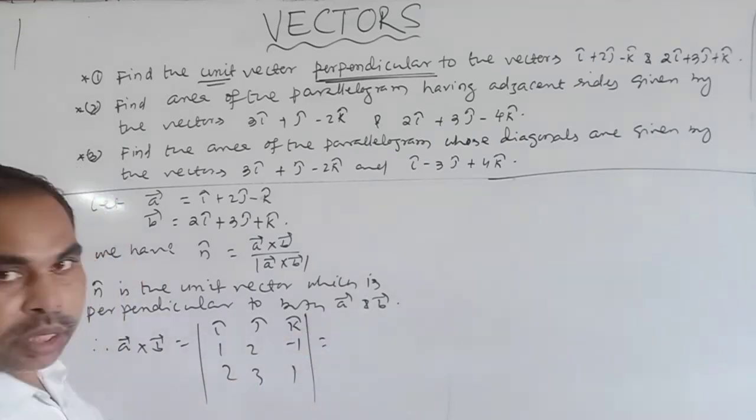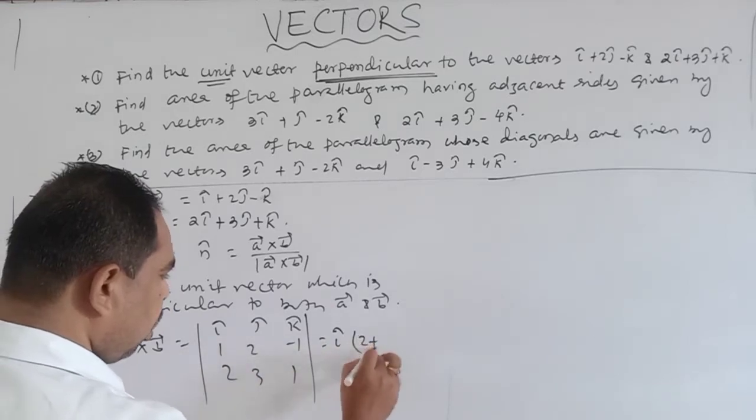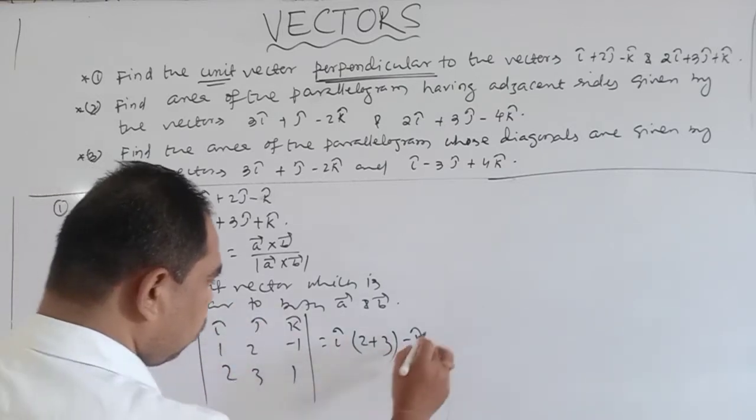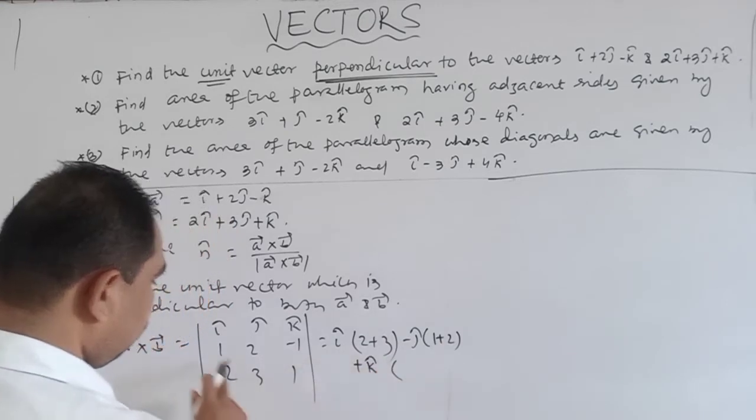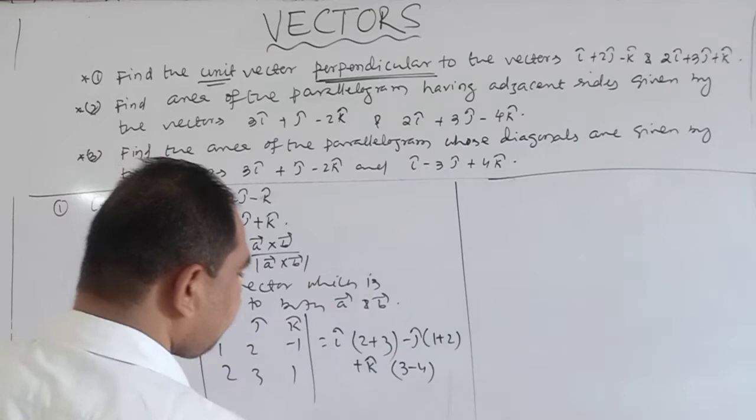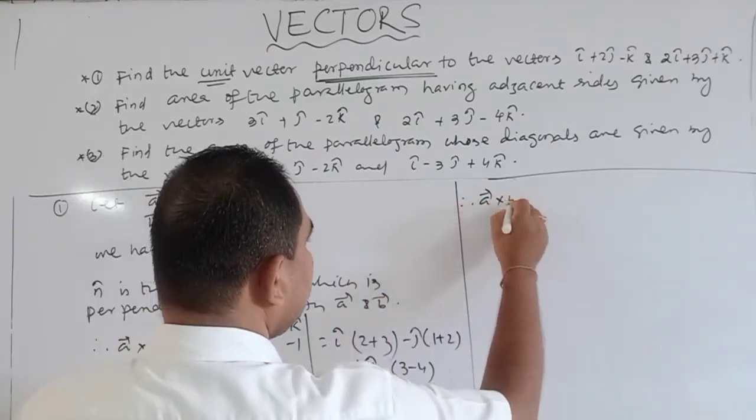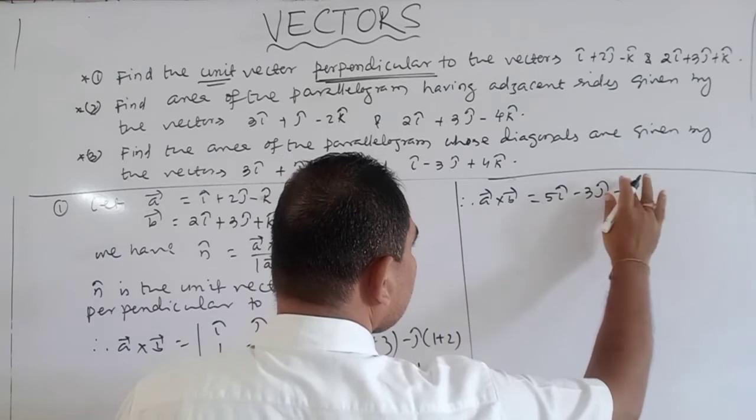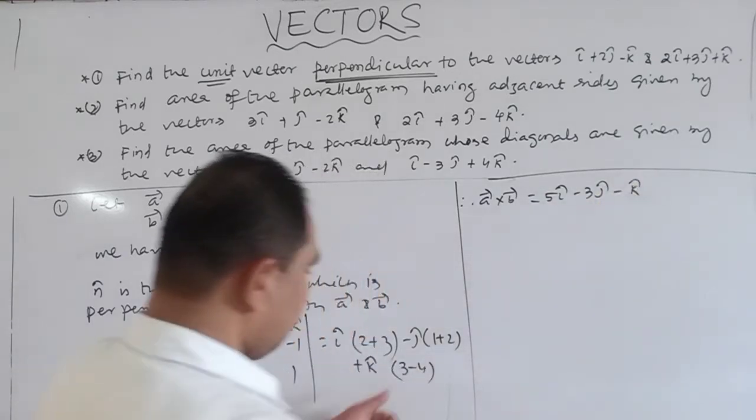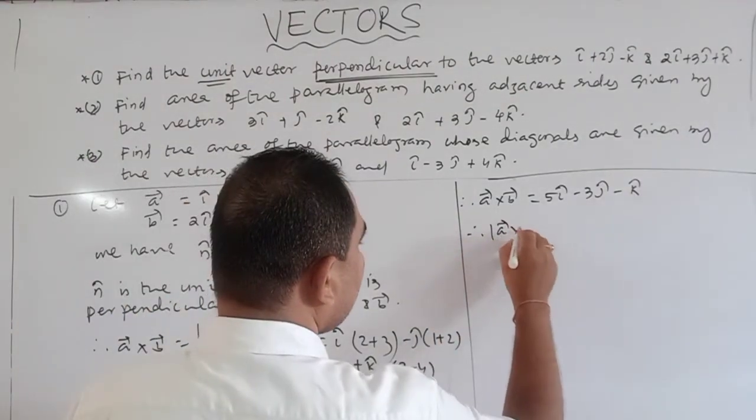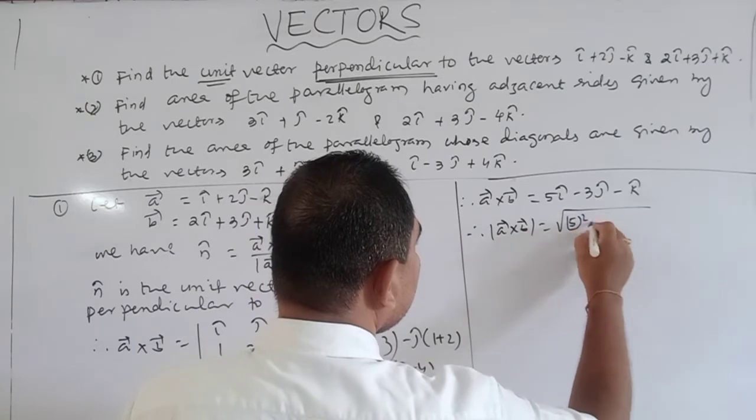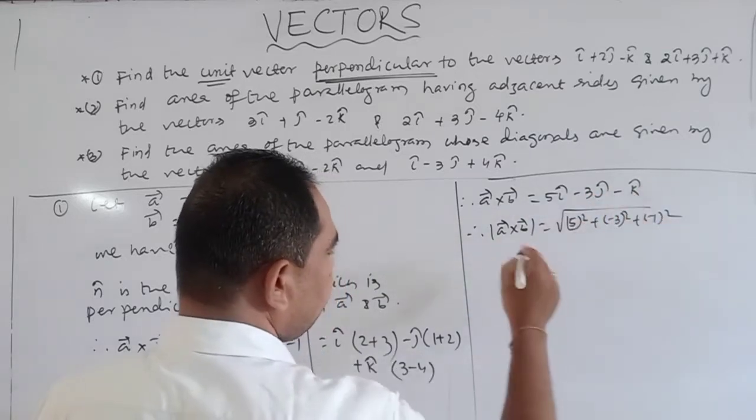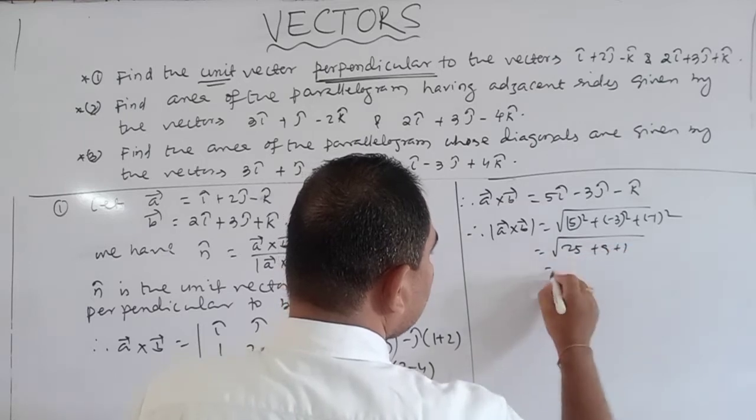So expand this: i cap into 2 plus 3, minus j cap into 1 plus 2, plus k cap into 3 minus 4. Okay. So a cross b is equal to 5i cap minus 3j cap minus k cap. Therefore mod of a cross b is equal to square root of 5 square plus minus 3 square plus minus 1 square. So this is 25 plus 9 plus 1, so root 35.